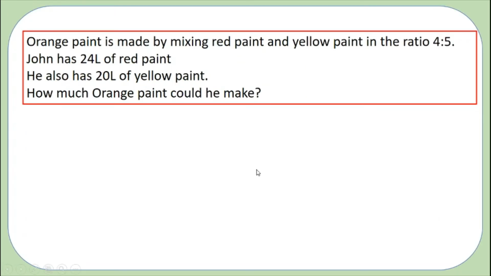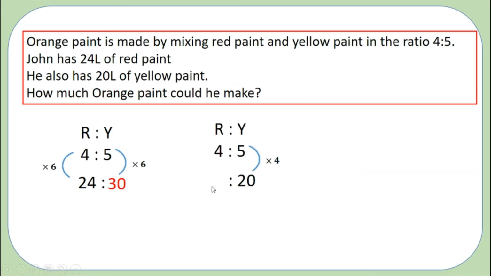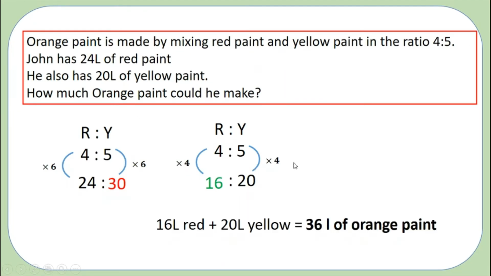So for the first one, you should have, first of all, tried using all your red paint and realizing you didn't have enough yellow, then trying to use all your yellow and finding you needed 16 litres of red paint, which you have, so the best you could do for orange paint was 36 litres.